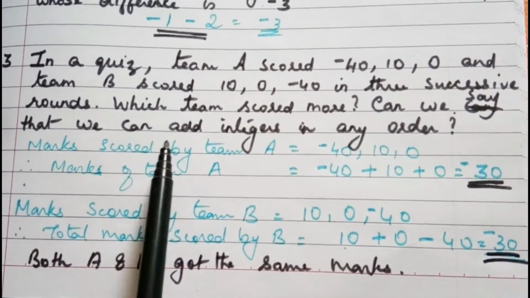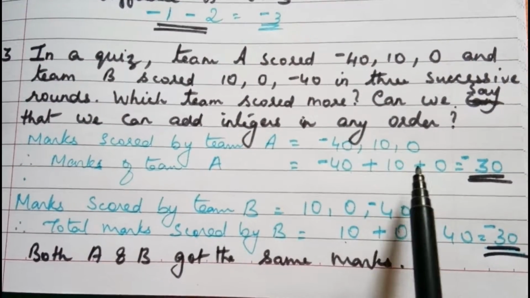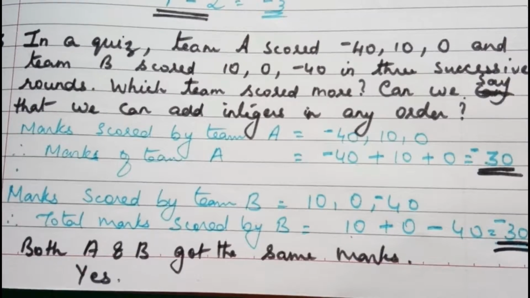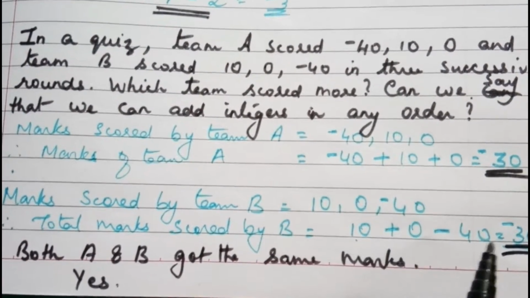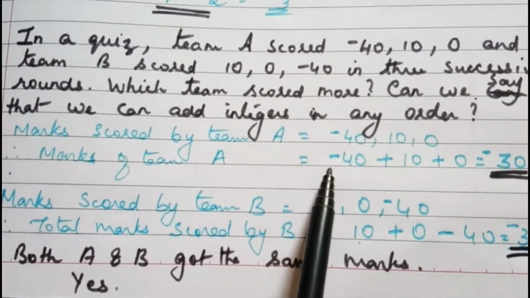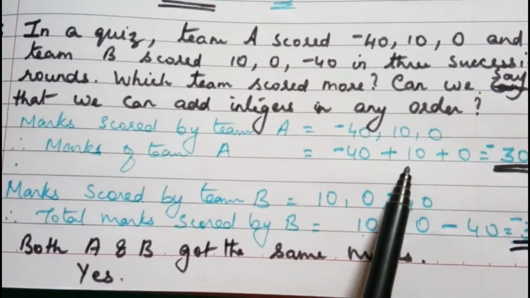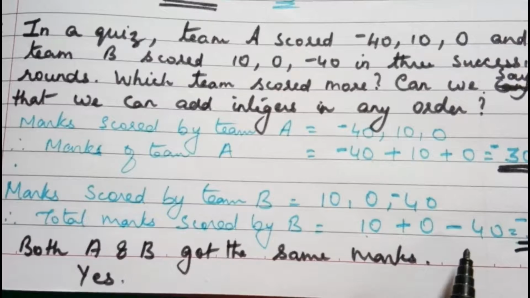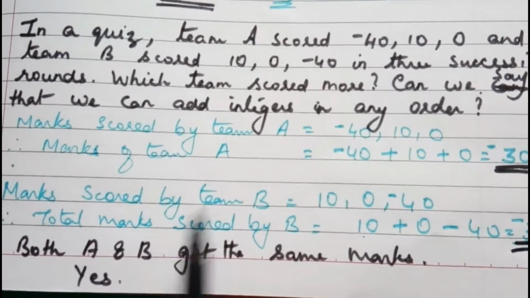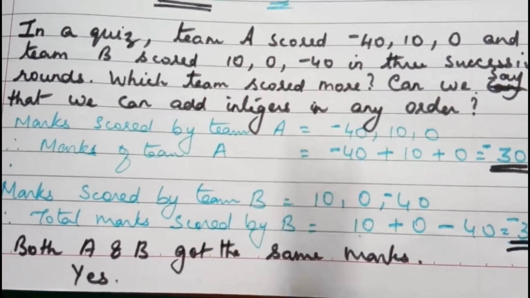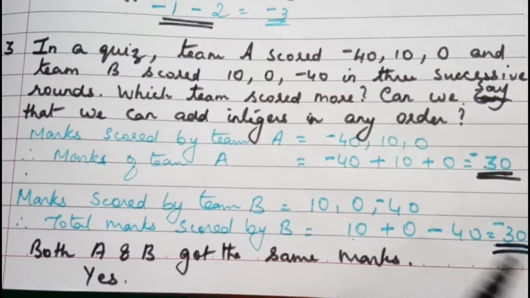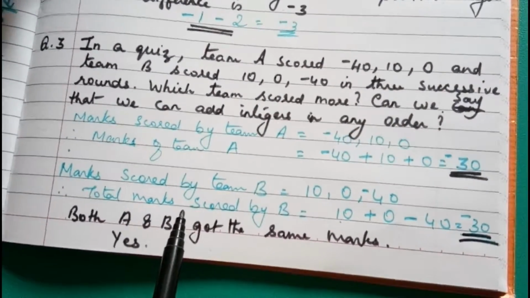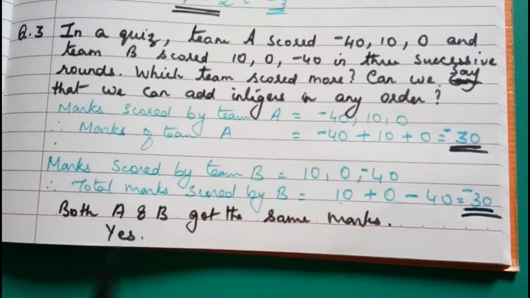Can we say that we can add integers in any order? Yes, because addition is there. So you can add integers in any order. You can either take this minus 40 first and then write plus 10, or you can write plus 10 first and then minus 40. So you can add any integers in any order. Okay, so I hope this is clear to you. So we have now completed question number 3.